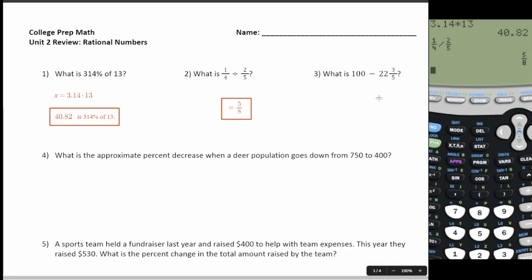Number 3, 100 minus 22 and 3/5. So don't forget that when you have a mixed number like this, like 22 and 3/5, that's actually going to be 22 plus 3/5 when you go to type that in. So 100 minus 22 plus 3/5. And I get 393/5.